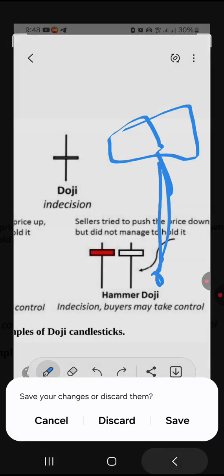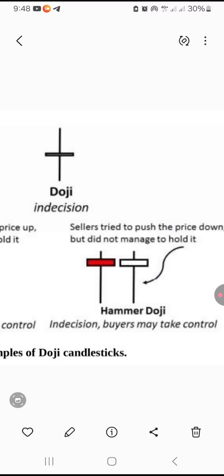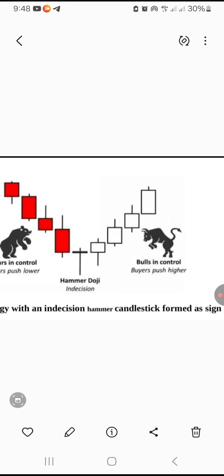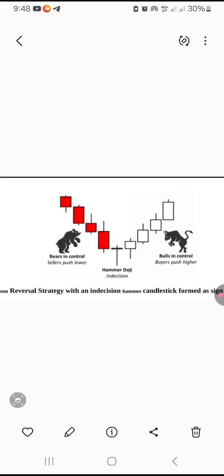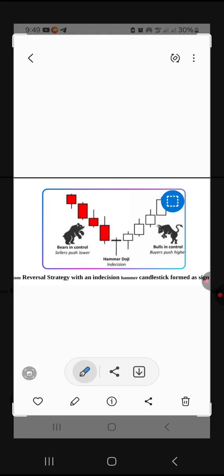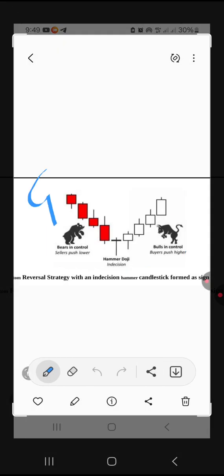So let me show you a typical example of this thing that looks too simple, how it comes into place. So we'll talk about a hammer doji coming in. So I took this example. This example is a perfect one. So you can see that on this particular one, sellers were in control of this market. They were in control of this market, selling.